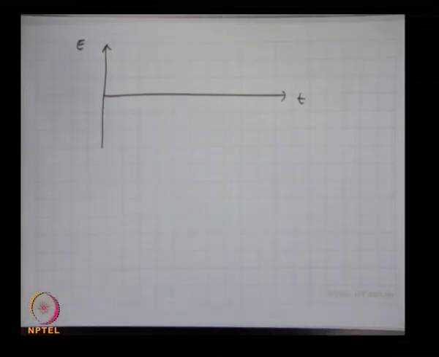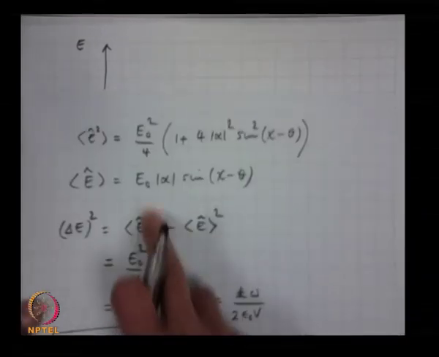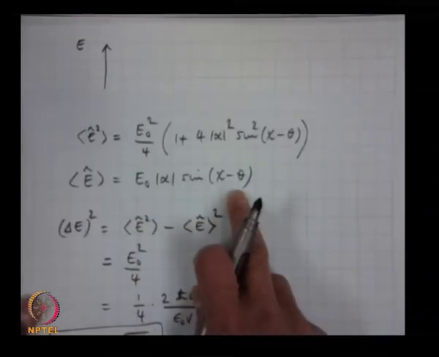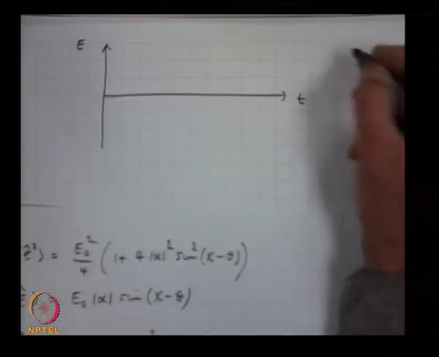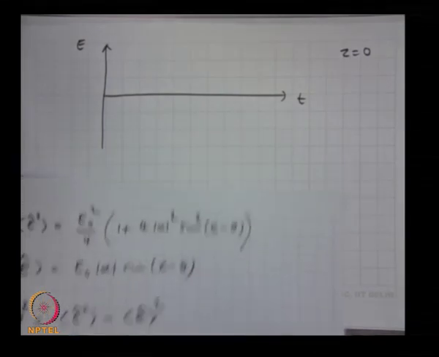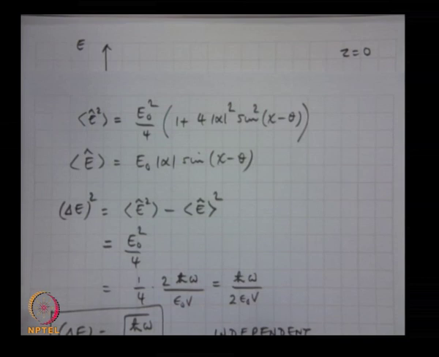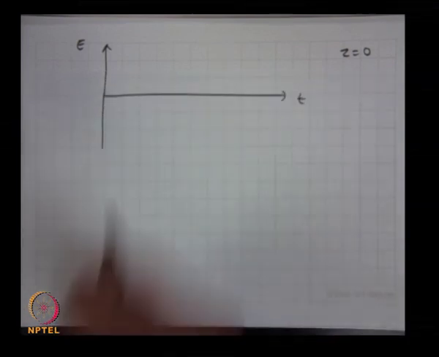So, the electric field expectation value. Let me draw a curve representing the expectation value of the electric field first. So, this is E naught mod alpha sine omega t minus kz minus theta. Let me plot at z is equal to 0. So, this will go as E naught mod alpha sine omega t minus theta. It will have some variation like this.